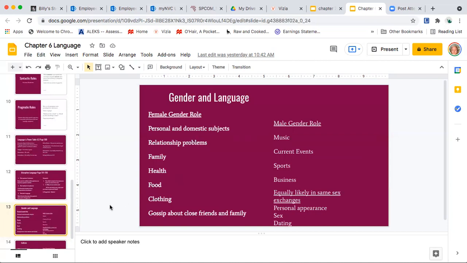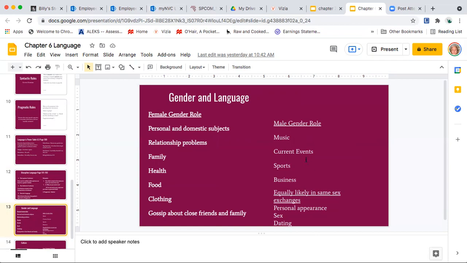So a female gender type, a person who identifies as female, personal and domestic subjects tend to dominate their language. Relationship problems tend to dominate their language. Family, health, food, and clothing tend to dominate their language, and gossip about close friends and family. Okay. Don't let it offend you if that's not you, because this is being extremely general. The male gender role tends to talk about music. Again, this is so stereotyping, right?